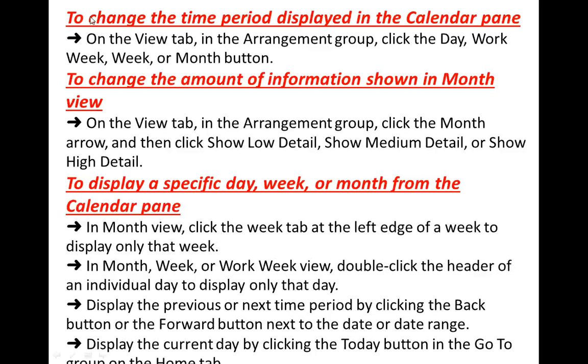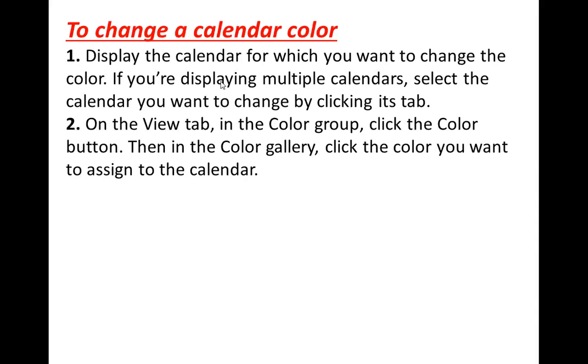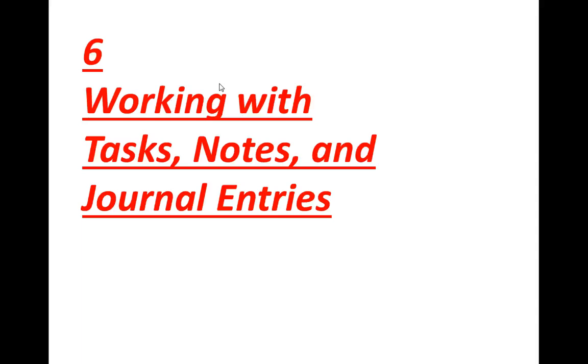Then how to change the time period displayed in the calendar pane, or how to change the amount of information shown in month view, and then how to display a specific day, month, or week from the calendar pane. We also discussed how to change the calendar color. There is a facility to change the color of the calendar. We can change the color by choosing any color like purple, red, blue, black, green, and so on. Then there are multiple steps available for how to change a calendar color.